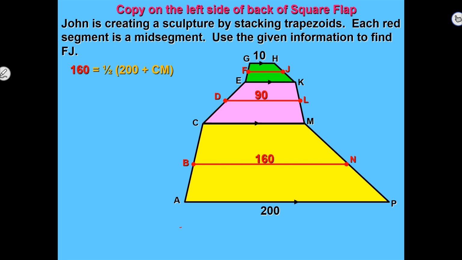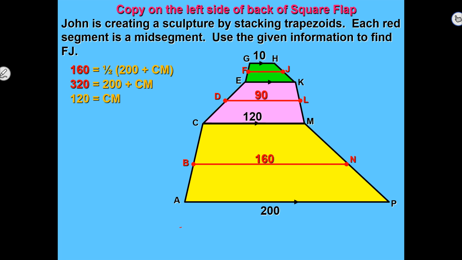All right, so what would we do to get rid of that fraction, the 1/2? Right. So when we multiply by 2, we're going to get 320 is equal to our 200 plus CM, right? And then what would be our last step to solve for CM? Right. So 320 minus 200 leaves us with a length of 120 for CM. Now over here in my picture, I can label CM, this base, has a length of 120.